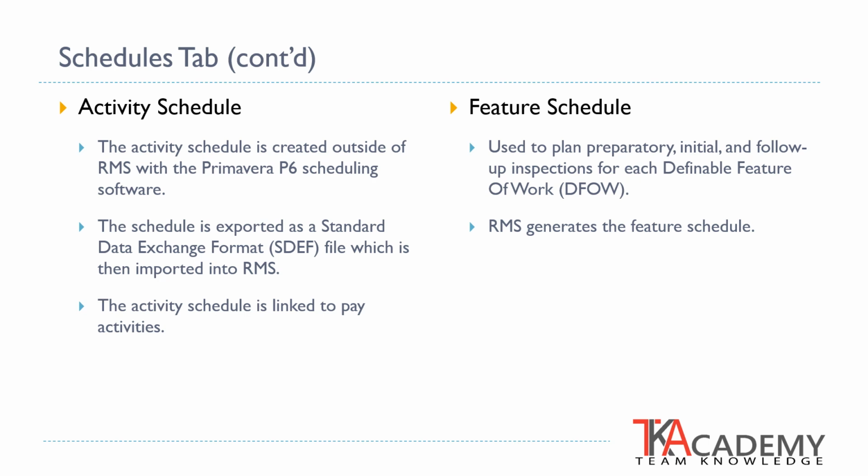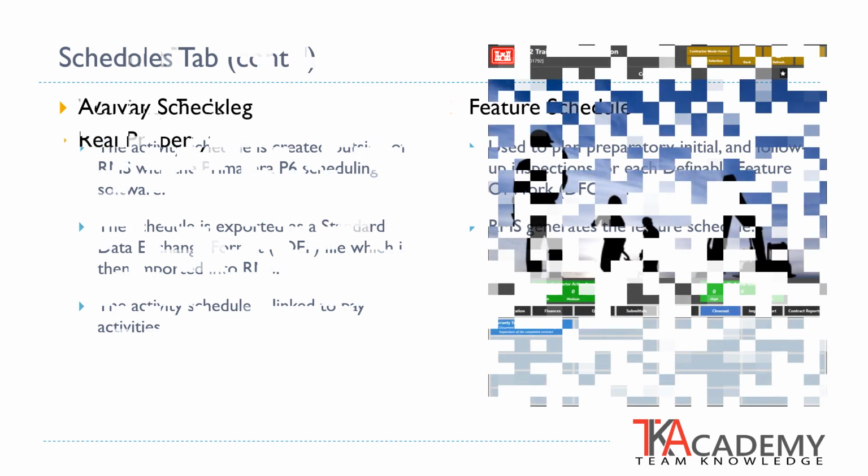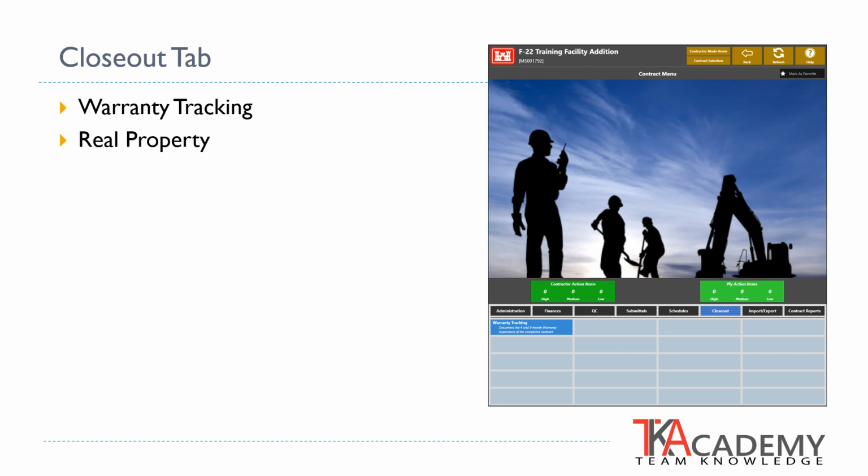The feature schedule is used to plan the preparatory, initial, and follow-up inspections for each definable feature of work. RMS generates the feature schedule based upon the information that is entered in the activity schedule. Other schedule types that may appear under the Schedules tab are milestone and placement schedules. The Closeout tab is the final tab within the Contractors module. Within the Closeout tab, the features of warranty tracking and real property are typically included.